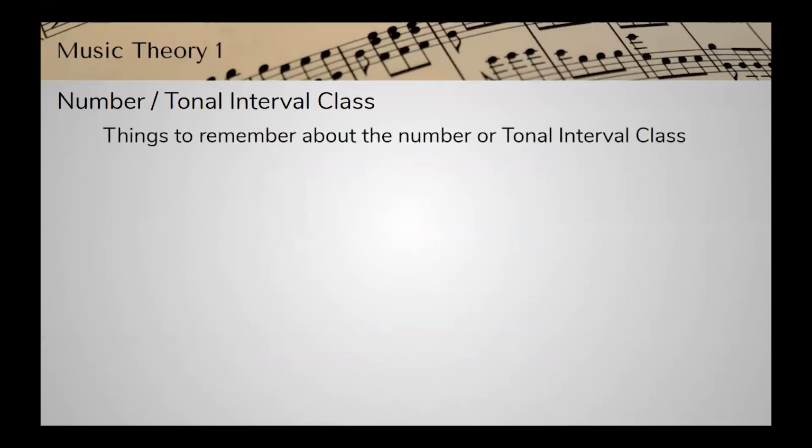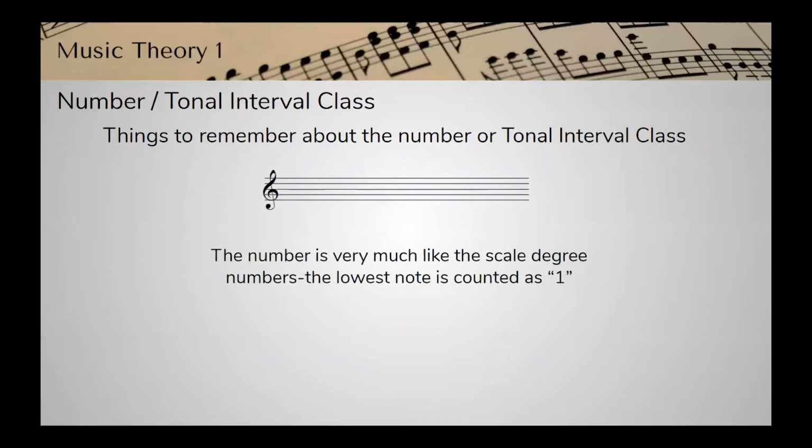Now, there's some things to remember that get kind of confusing with tonal interval class or number. And that is, the number is very much like the scale degree. The lowest note is counted as 1. Okay, so here we have an A to a B. We look at that like it's part of a scale. So A would be the first degree of the scale. B is the second degree of the scale. So we say that the distance is a second. Okay, so in other words, you're counting with the number 1.